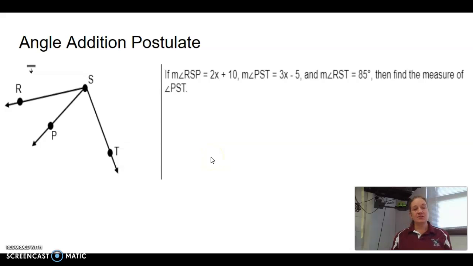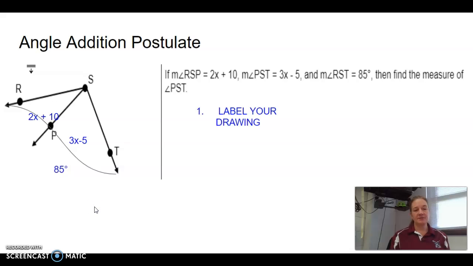Next one, angle addition postulate. That is just what we just did. Okay. My little angle, so I'm looking at this, I have two adjacent angles. I can tell they're adjacent because they share a ray, SP. And now the first thing that I'm going to do is label my drawing. So if the measurement of angle RSP is 2x plus 10, I'm going to put that in my drawing. If the measurement of PST is 3x minus 5, I'm going to put that on my drawing. I'm doing this for you, by the way. You're going to have to write this on the next ones, on your practice ones. So the whole thing is 85.